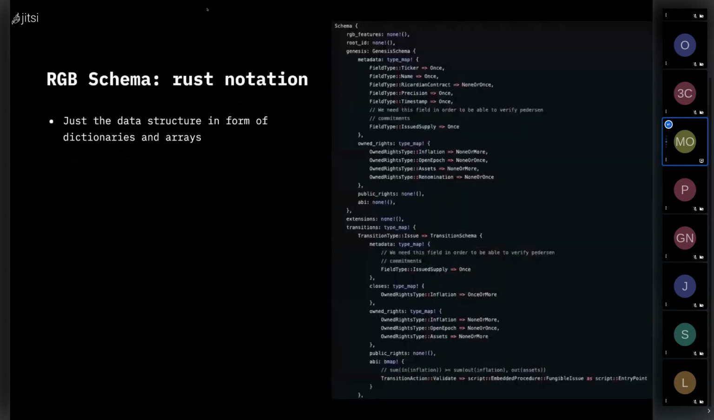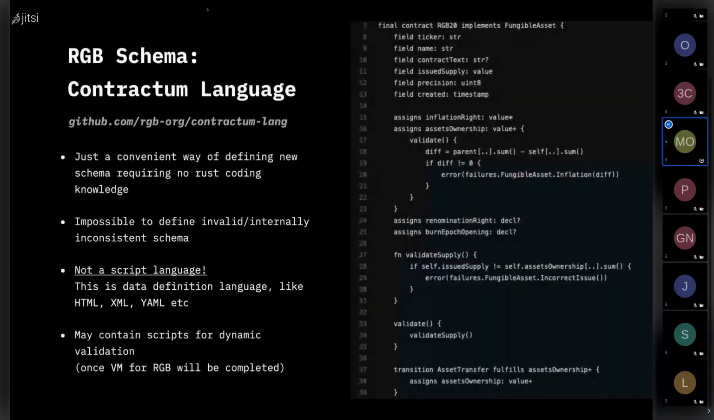Also, with this way of defining schema, you have a lot of repetition. You declare the metadata fields, then you have to reference them. It's quite an error-prone thing. And this is more manageable, readable, auditable compared to the Rust-based schema definition. And here, for instance, you see at line 16, there is asset ownership.